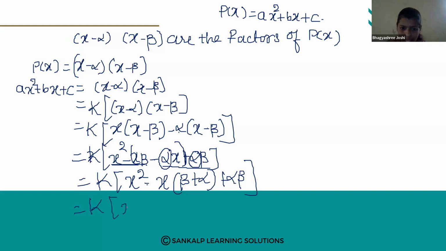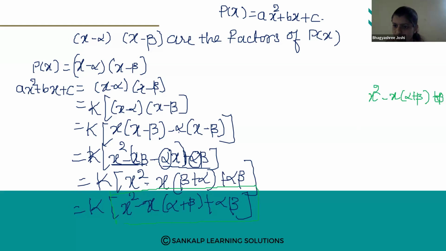K into x square minus x into beta plus alpha. Beta plus alpha is the same as alpha plus beta, both are the same. So x square minus x into alpha plus beta plus alpha beta. Right? So remember this relation. This is very, very important. K into x square minus x into alpha plus beta plus alpha beta. Remember this expression. This is very, very important in problem solving.